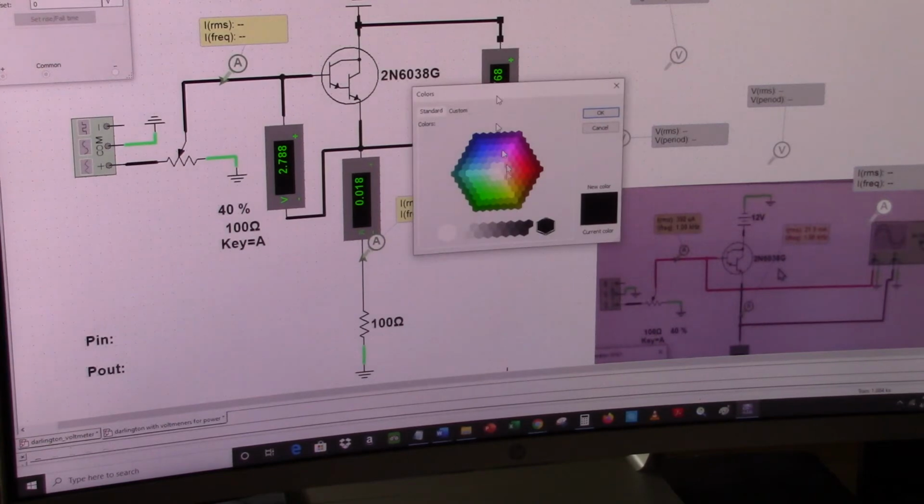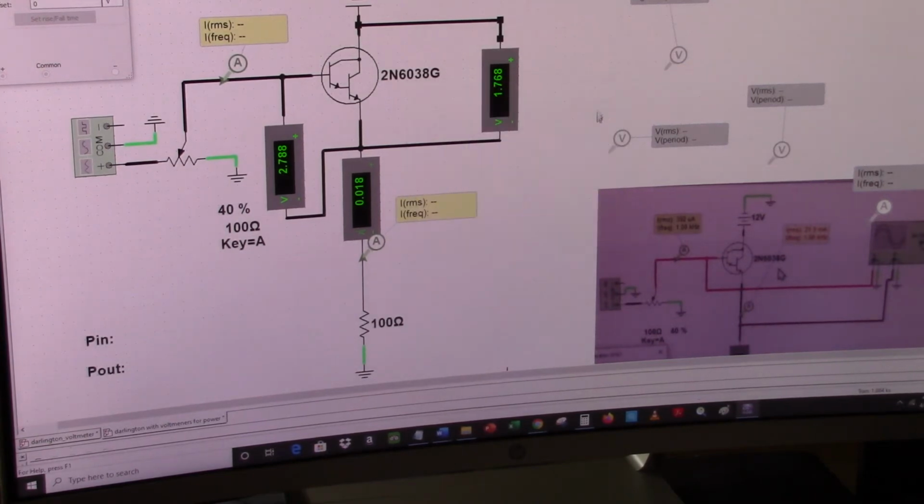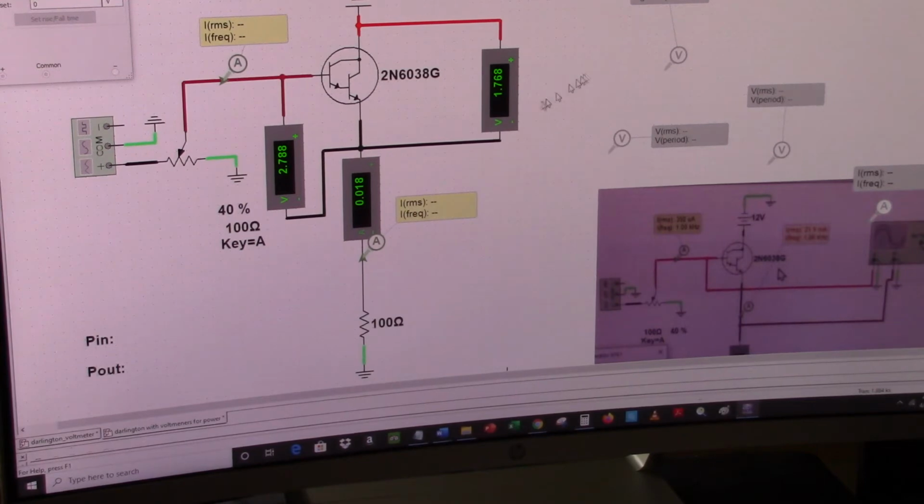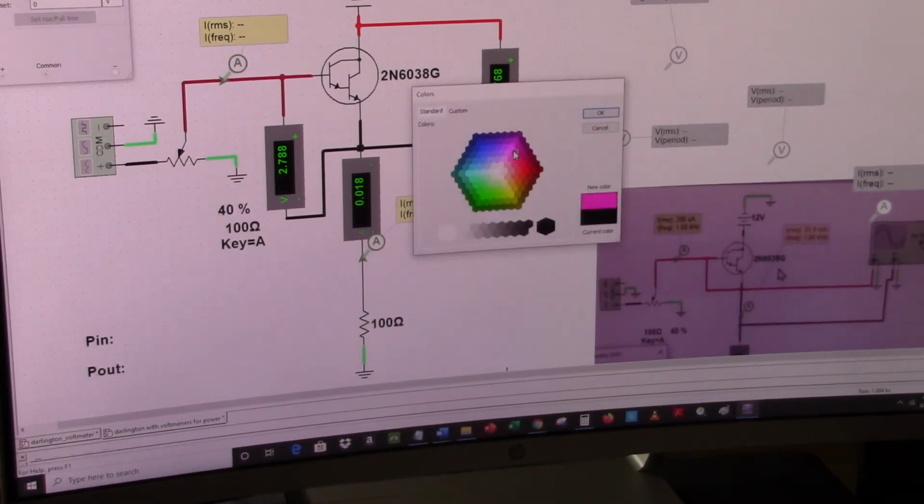Not exactly sure why those things turn into a different color. I'll go back and reset that quickly. Okay. It's a little bit clearer. Right.